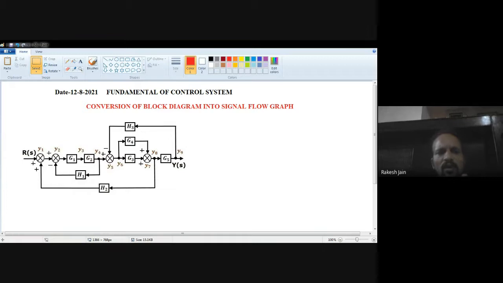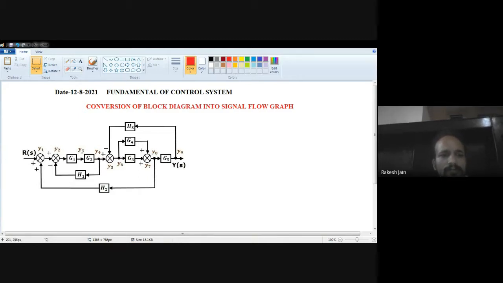We can easily solve this with the help of the block diagram reduction technique. We can also find this answer with the help of Mason's gain formula using a signal flow graph, but here the signal flow graph is not given. So how can we convert it into a signal flow graph? That is a very easy method. Just see this.